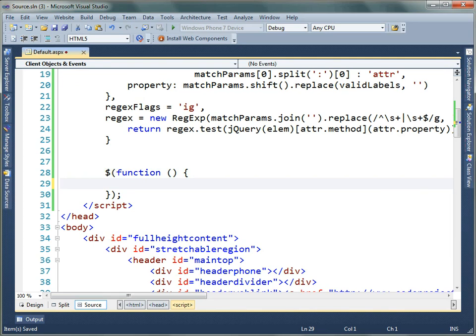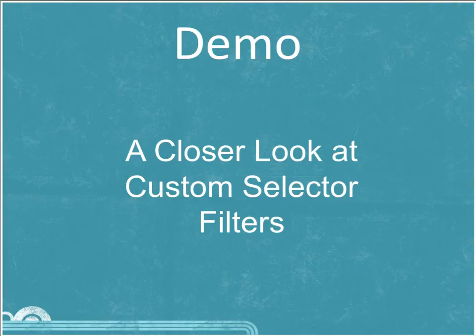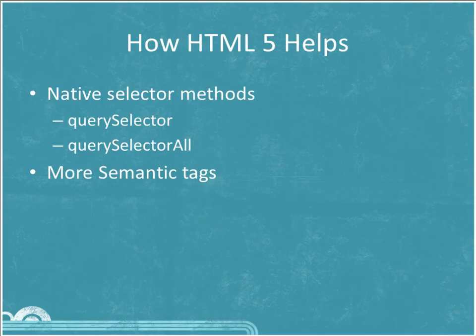Pretty interesting use of a custom filter with that regular expression matching. All right, last but not least, I want to go into some optimization. HTML5 actually helps us with our jQuery selectors in a couple of ways. I really just want to bring this slide in because it's important to look at how HTML5 helps. Native selector methods were introduced in HTML5: querySelector and querySelectorAll. Now these have actually been supported in the browser for quite some time. And also HTML5 gives us some more semantic tags. More semantic tags means that we can do more tag-based selectors, and tag-based selectors are fairly easy to find.